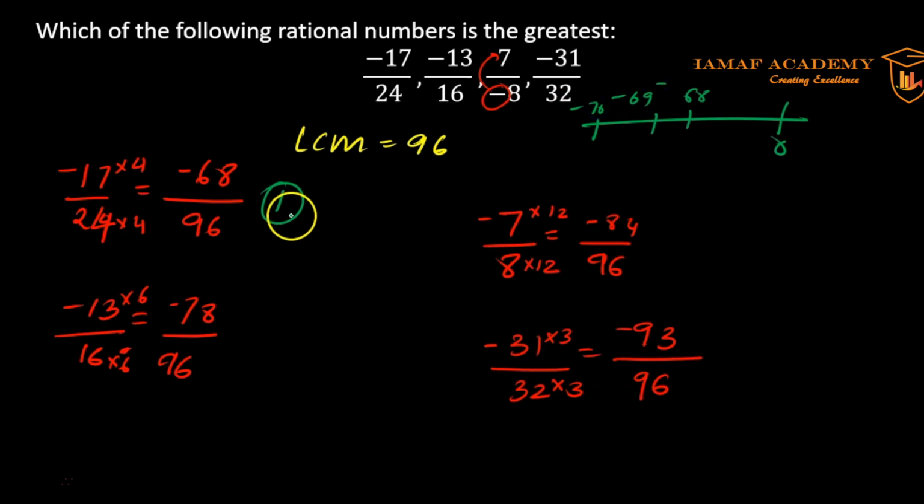So this is the second one. This is the greatest number, and that's our answer. So we are going to write negative 17 by 24 is the greatest. And that's all for this question.